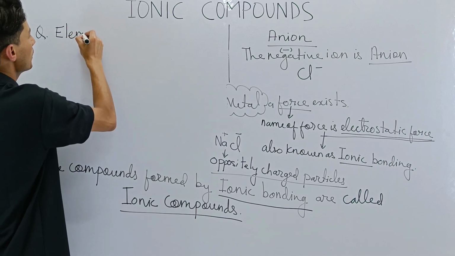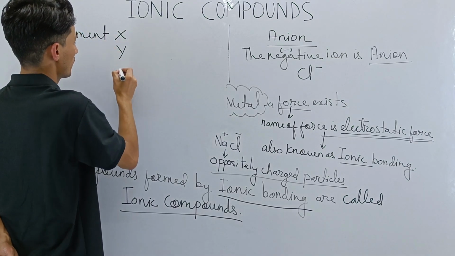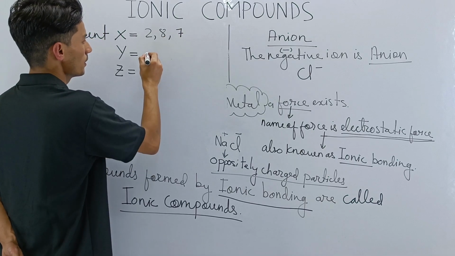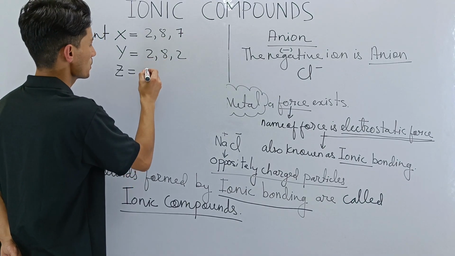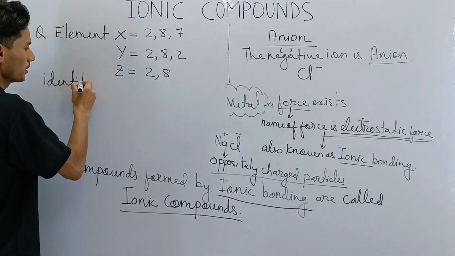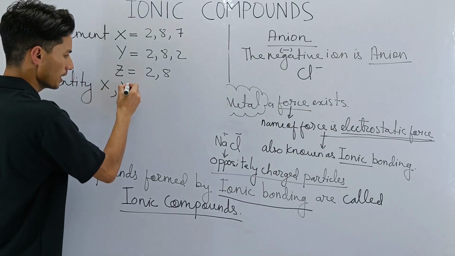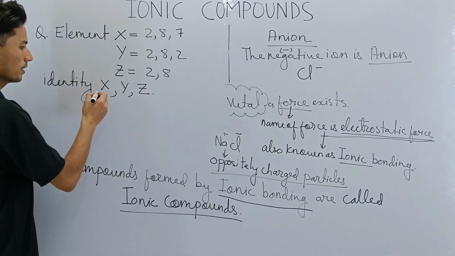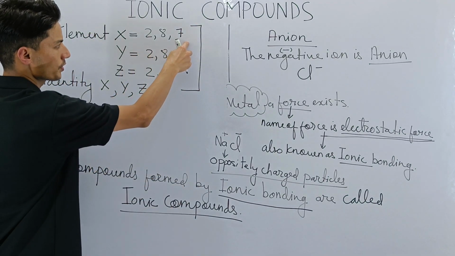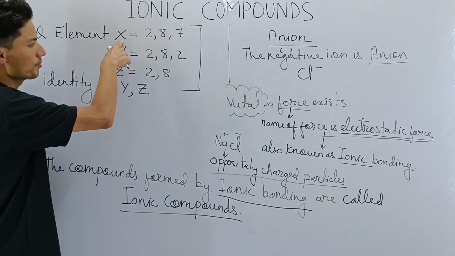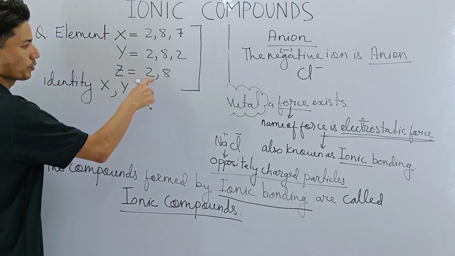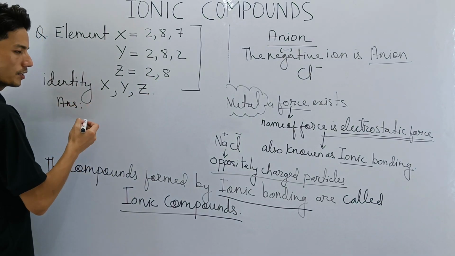Elements X, Y and Z. The electronic configuration of element X is 2, 8, 7. Y is 2, 8, 2, and Z is 2, 8. Identify element X, element Y, and element Z. You need to tell me the names of these elements. Their electronic configurations are given to you. Looking at the electronic configuration, identify element X, then element Y, and finally element Z.